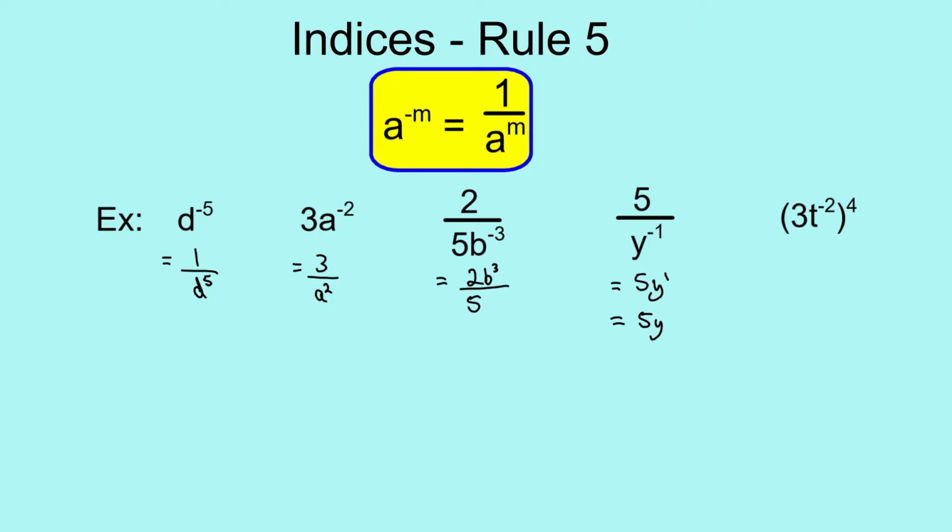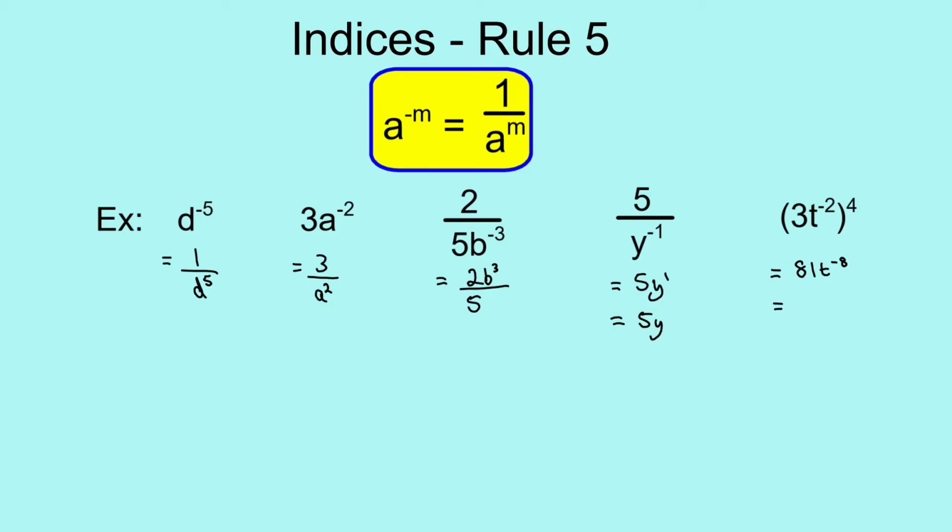And the final example we're going to look at is one of the examples that mixes the rules. So here we've got our power of a power rule. So we're going to first of all have to do 3 to the power 4. So that's 3 times 3 times 3 times 3, which is 81. And then we're multiplying the powers together. So remember, that's indices rule 3. And negative 2 times 4 is negative 8. So we end up with 81t to the power negative 8.